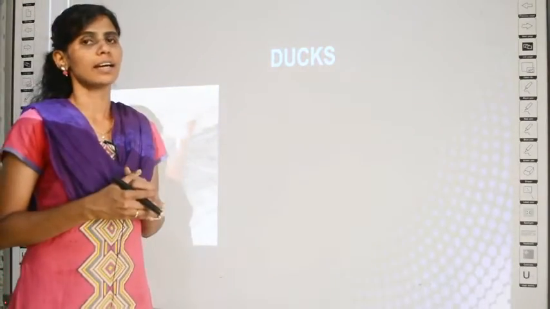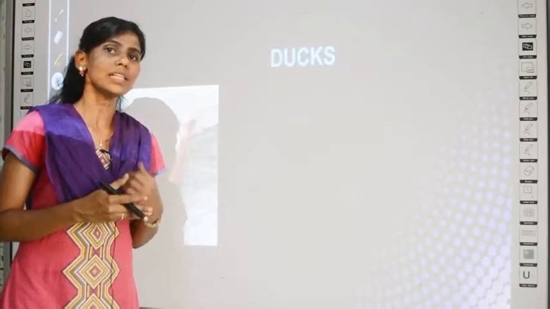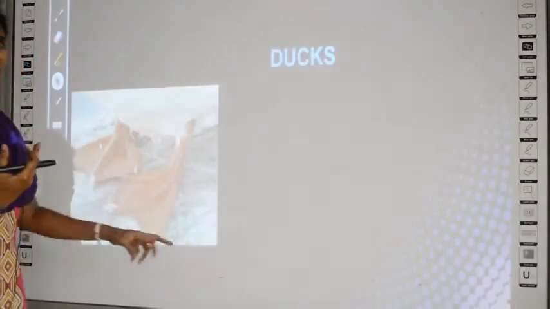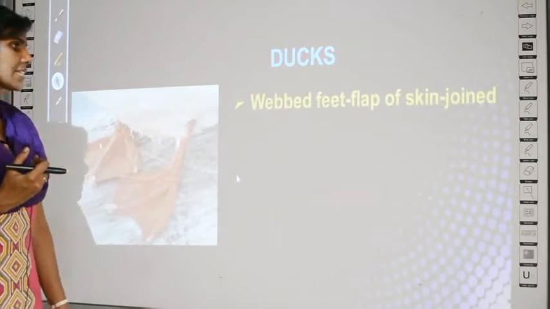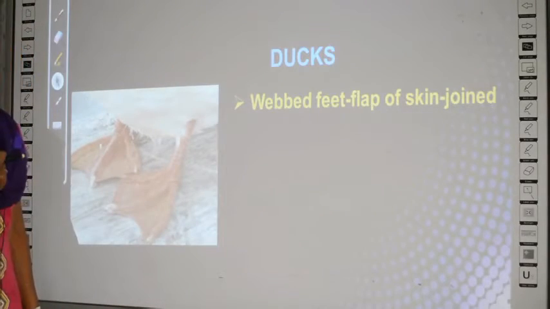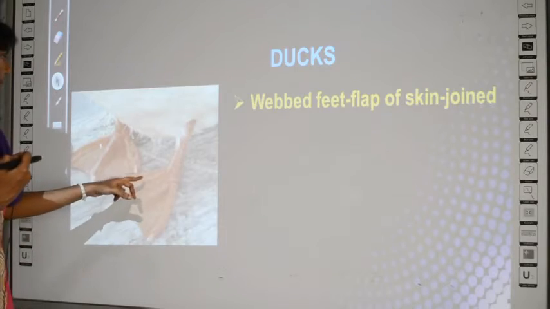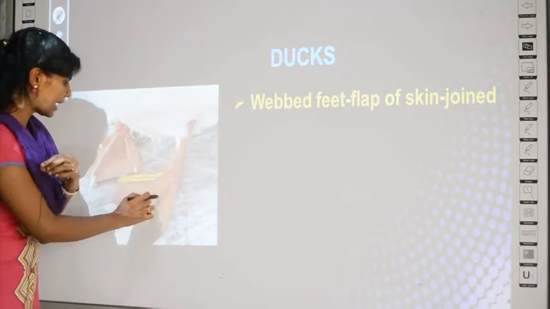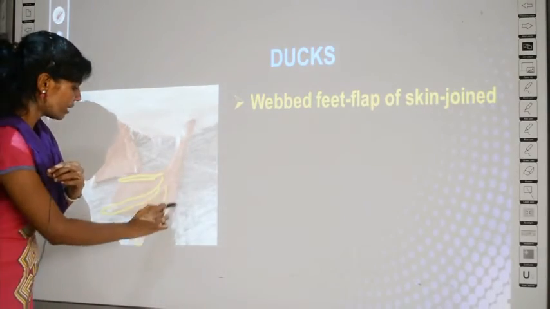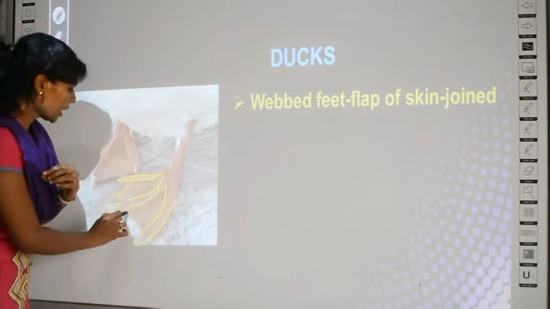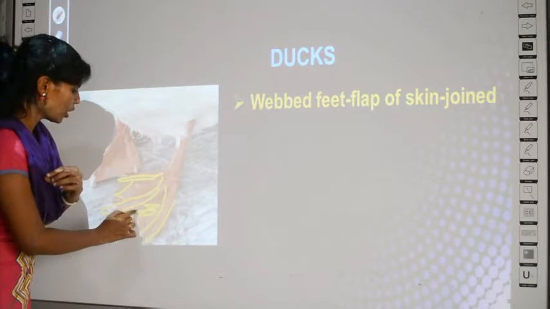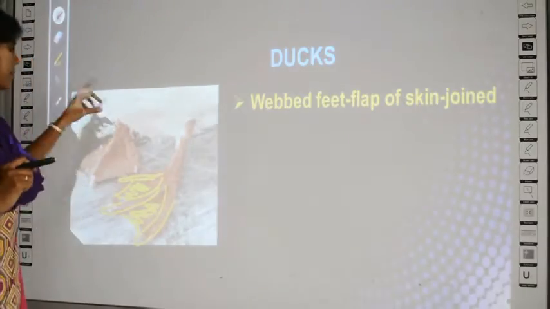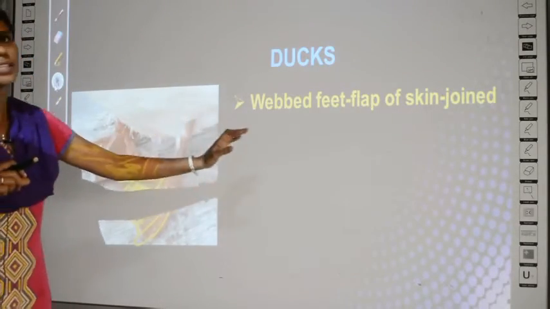And the last aquatic animal adaptation to be studied today is about ducks. What adaptation do ducks have? Ducks have webbed feet. Webbed feet means, see, the feet have fingers. Can you see fingers in the duck? Like other animals, they have fingers, and these fingers are connected by a fold of skin. So this is called webbed feet. A flap of skin joins the fingers.